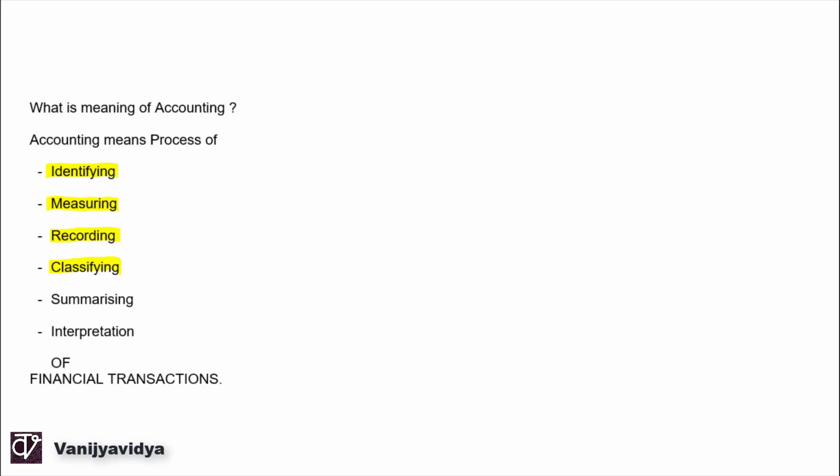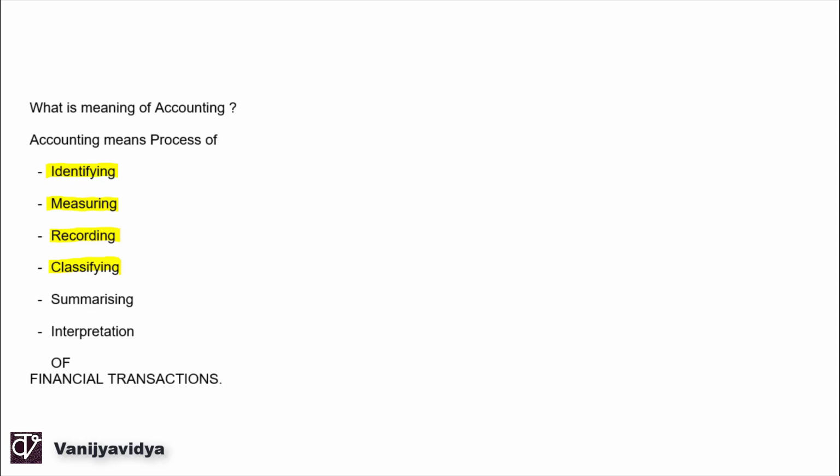Say for example, your assets, liabilities, expenses, income. Then again in assets you have various categories like fixed assets, current assets. In liabilities you have long-term liabilities, short-term liabilities. In expenses you have direct expense, indirect expense. Then in income also you have direct income, indirect income, and so on.